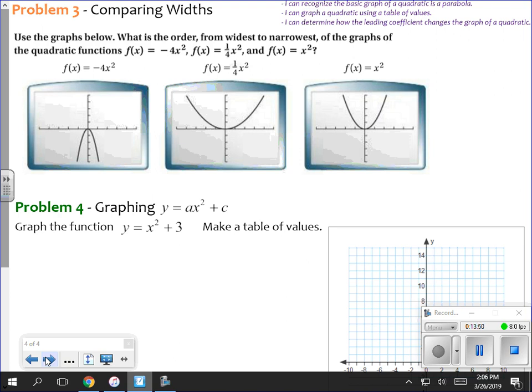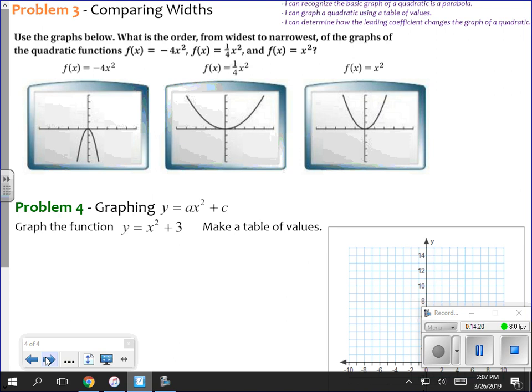So I want to match up the 4 graphs with these 4. It says, what's the order from widest to narrowest of the graphs of the functions? And the graphs are all shown. Okay. This is a graph of negative 4x squared. The negative means that it opens down. This is a graph of 1/4 x squared. This is the graph of x squared.